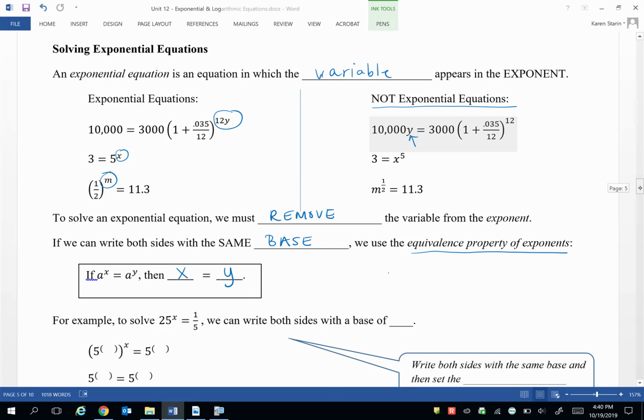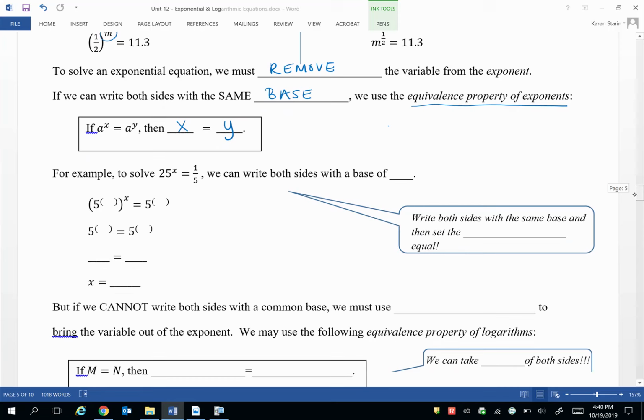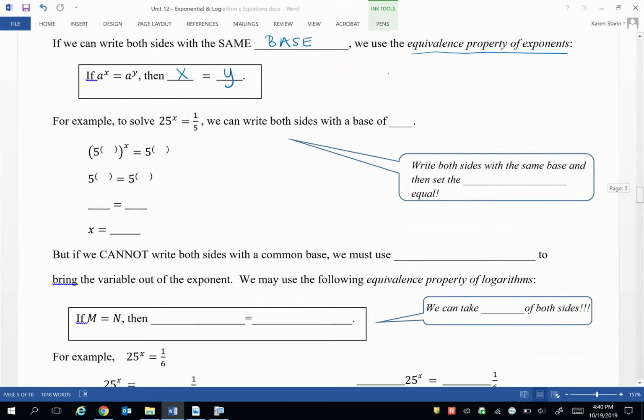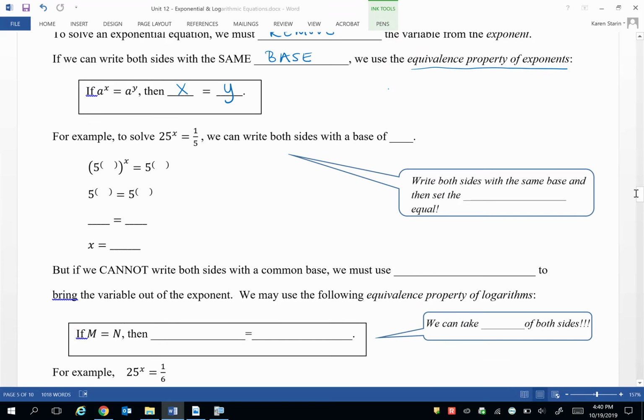So for example, to solve 25 to the x power equals 1/5, we want to write both sides with the same base. So let's choose to write them with base 5. So we're going to write both sides with the same base, and then once we do that, we're going to set the exponents equal to each other. So working on the left-hand side, 25 is 5 squared to the x power, and 1/5 on the right-hand side would be 5 to the -1 power.